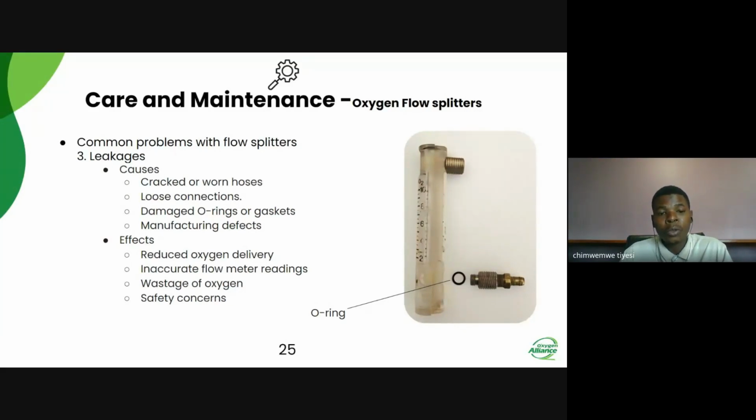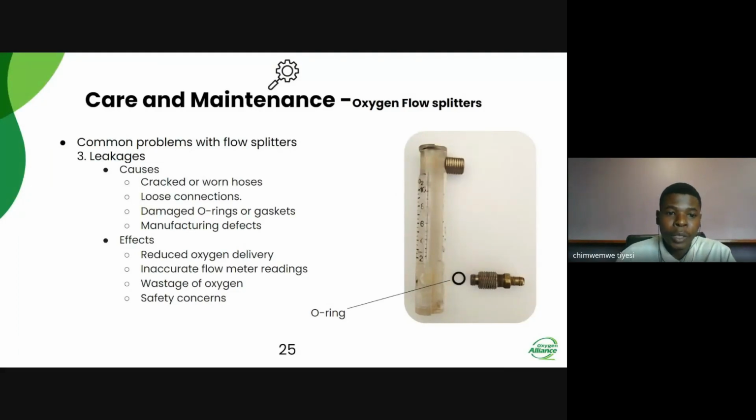Loose connections are also a possibility, where you are connecting the pipes at the inlet, where you are connecting the oxygen source to the flow splitter, or where you're connecting the tubes inside the oxygen flow splitter to its flow meters. Of course, very unlikely, manufacturing defects can exist, which may cause leakages in the system as well. This will also reduce oxygen delivery to the patient, lead to inaccurate flow readings on the flow meter, wastage of oxygen, and safety concerns.